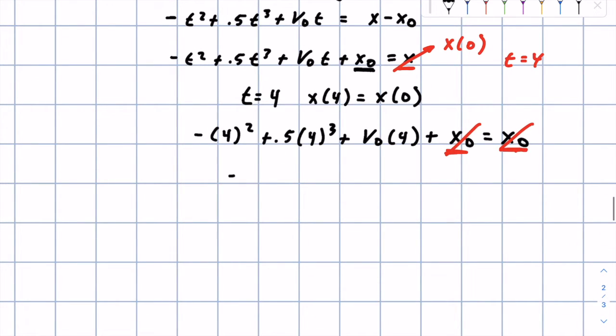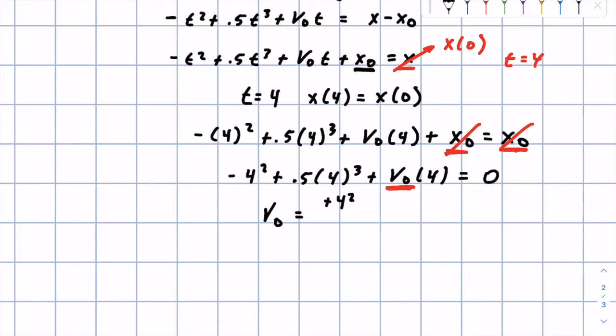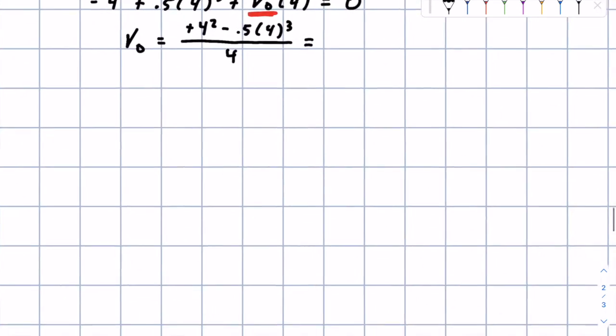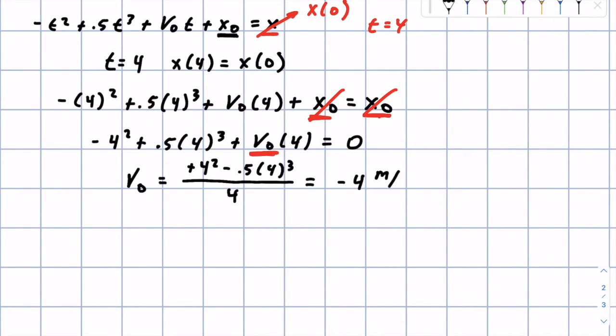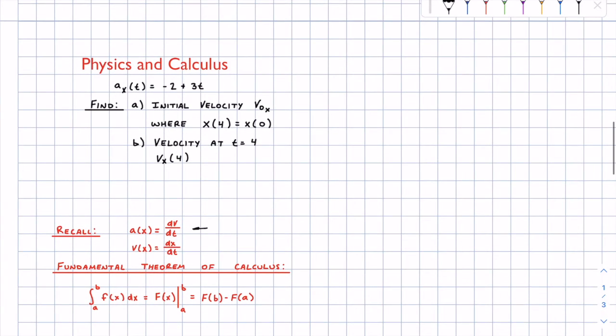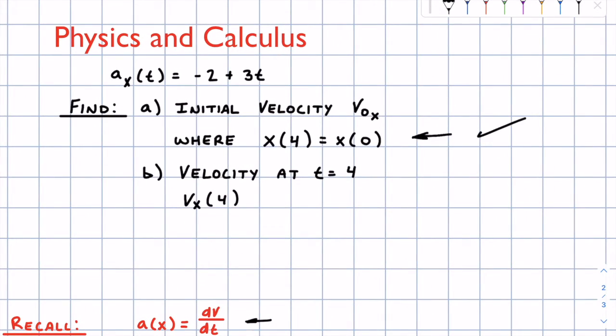So we're left with negative 4 squared plus 0.5 times 4 cubed plus v naught times 4 is equal to 0. And now I'm going to isolate this v naught because that's what we want to solve for in part A. So using algebra, I've got v naught is equal to positive 4 squared minus 0.5 times 4 cubed all over 4. And that is going to give us an answer of negative 4 meters per second. Boom, that is part A. Part A. Done. Okay.